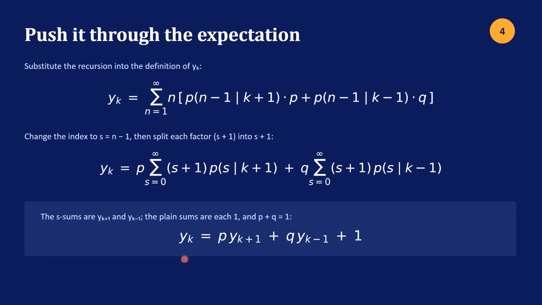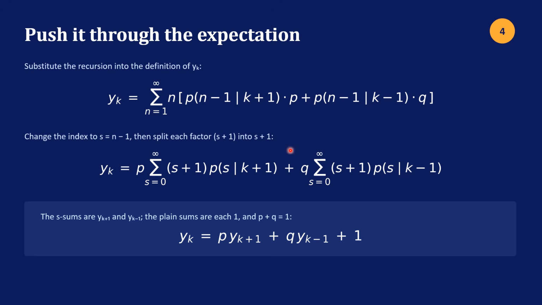And then this gives us a difference equation. So we have P, and this is y sub k plus 1. And then this is Q, and this is y sub k minus 1. Now there's one thing I kind of glossed over.